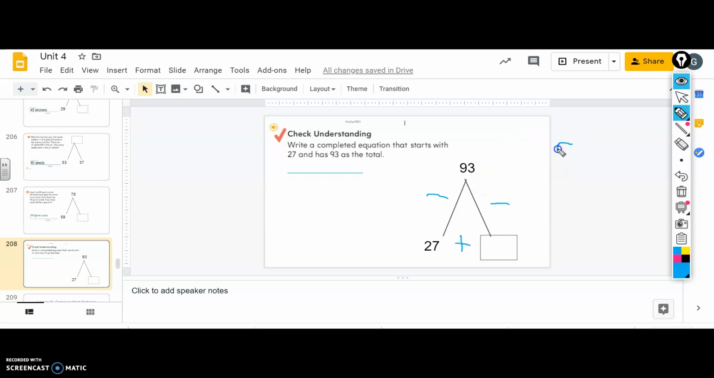I can do 93 minus 27 and solve, or I can start with 27 and count up till I get to 93. I want you to pick one of those ways. Pause this right now. Click play when you are finished.